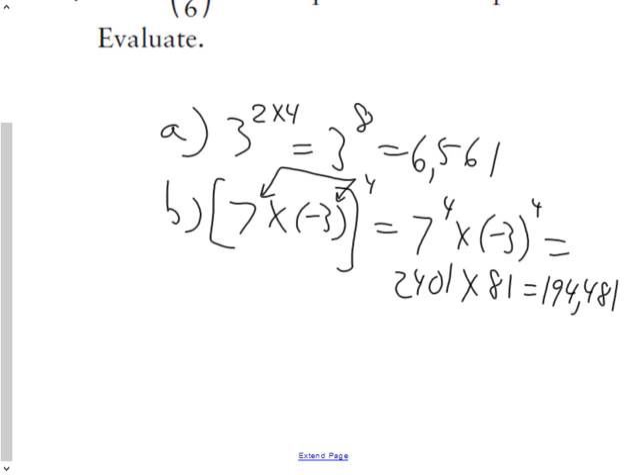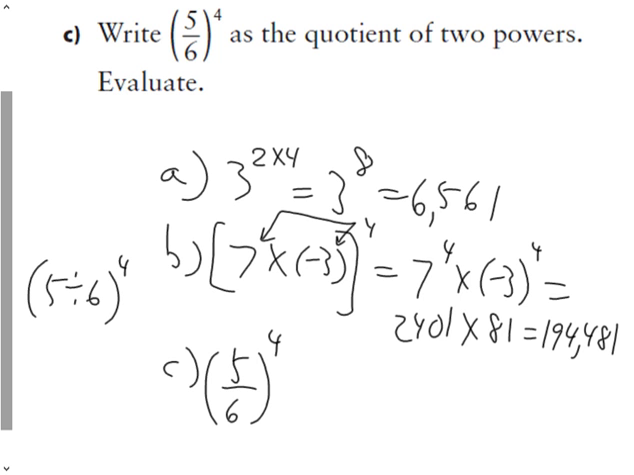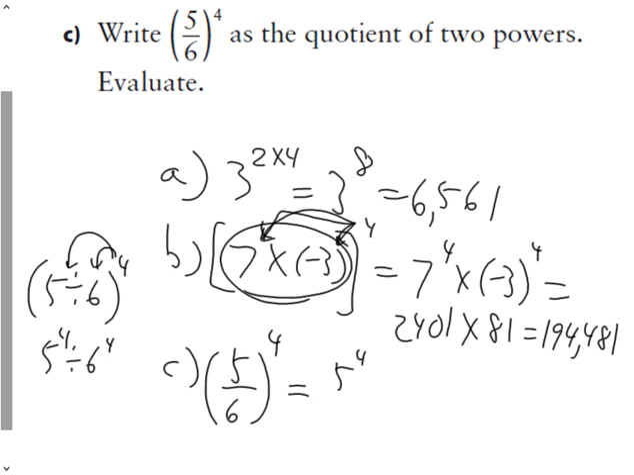All right, and finally the last one, C, says write 5/6 to the exponent of 4 as the quotient of two powers. So here we have a fraction to an exponent of 4. We can also think of it as being this question. And when you have this question here with multiplication of two numbers in brackets, we disperse the exponent equally. Here you would do the same thing. You would put 5 to the 4th divided by 6 to the 4th. But because it's in fraction form, which is the same thing as division, we're going to disperse the exponent of 4 to the numerator and to the denominator.